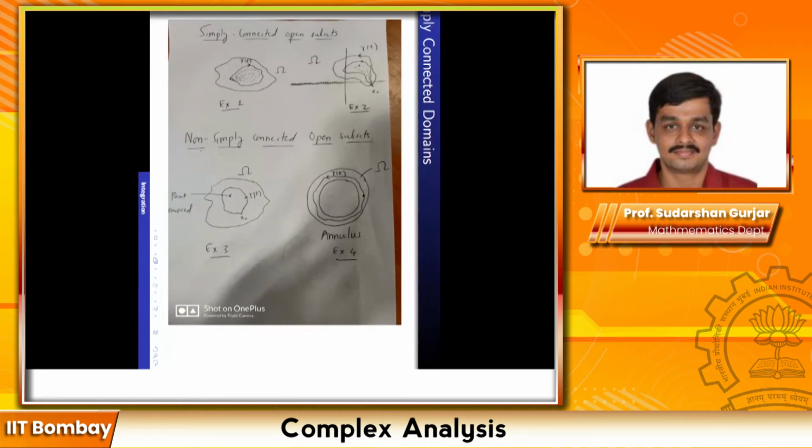And example 4 is the annulus, that means the region between two concentric circles. Once again, take gamma which goes around the annulus, goes around the circle. It has lots of interior points which are not in omega. For example, the center of the circles is an interior point of gamma which is not contained inside omega, because omega is only the concentric region.